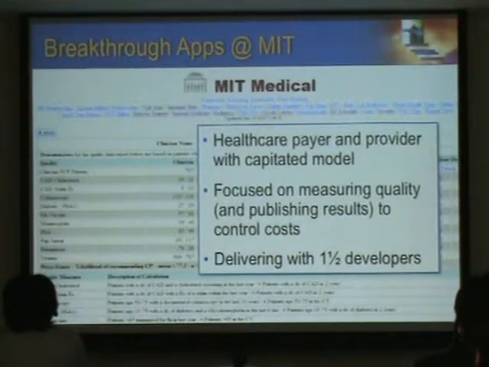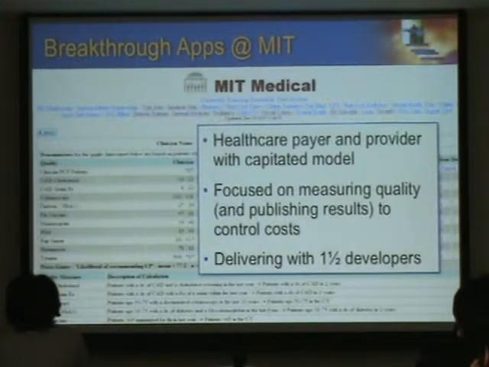In the area of healthcare, completely different domain. And this example actually comes from the Massachusetts Institute of Technology, right next to our offices in Cambridge. For the students, for the professors, MIT offers medical services, and they have medical staff. But they have very tight budgets.